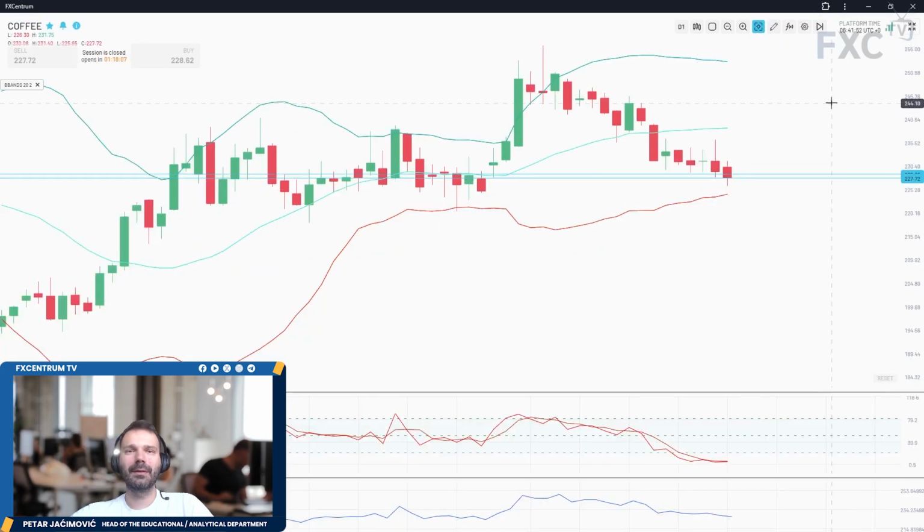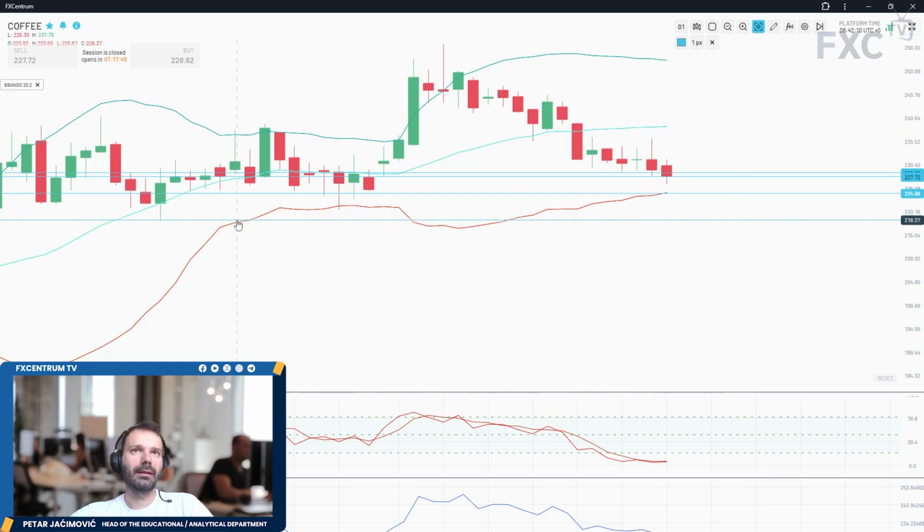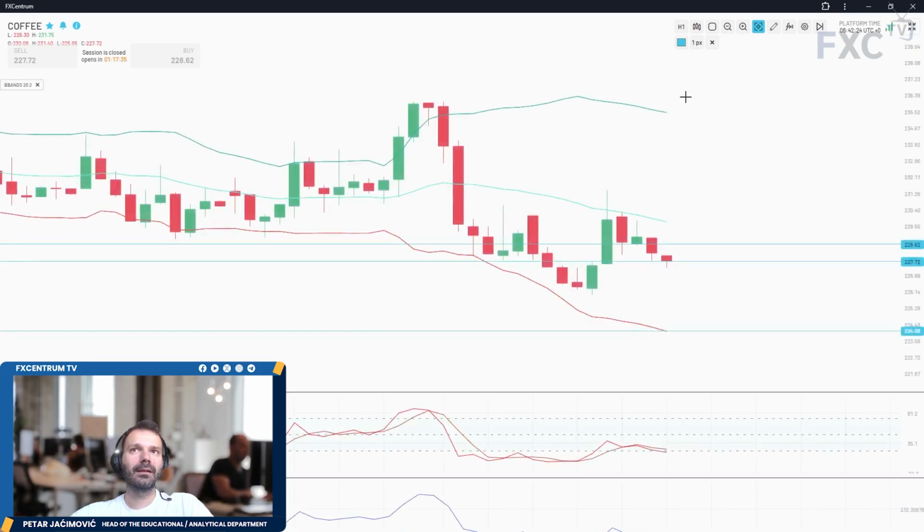So this is a daily time frame, as you can see on our FX Centrum platform. We had more like a consolidation. There was a selling tail yesterday, but we had a lower high and lower low. And we are approaching here the lower Bollinger Band at 224. Then we have a pin bar low at 218.30. So in case of a downside move today, there will be a support around 218.27.